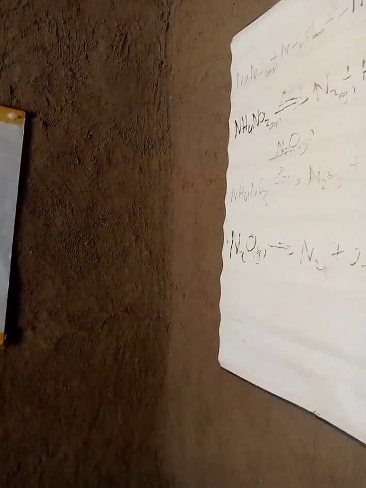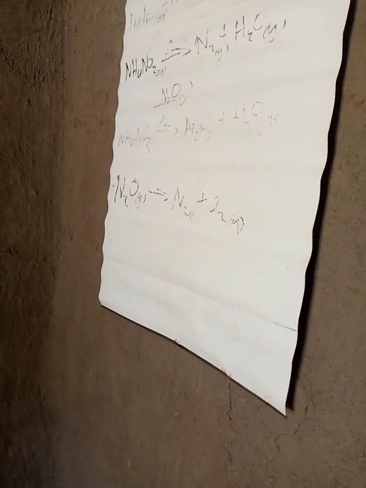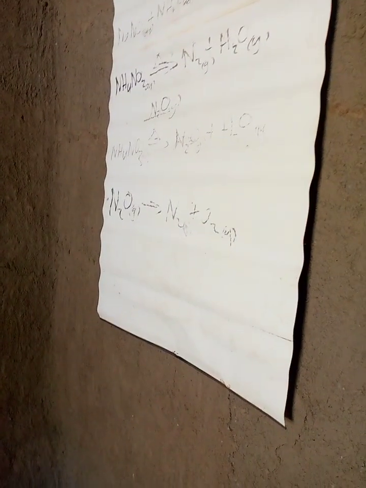Another thing that we need to talk about is the uses of nitrogen 1 oxide. Nitrogen 1 oxide is used in production of flame for analytical work. Then it is used as an oxidizer in racing car engines or rockets.